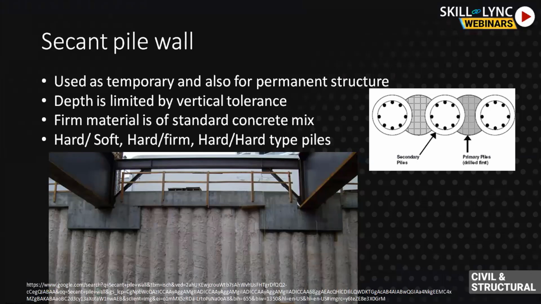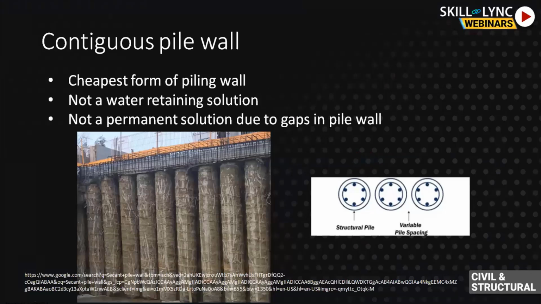And even for this construction, you need support fluids for drilling in silts and sands below the water table. The next embedded retaining wall is a contiguous pile wall. A contiguous pile wall is one of the cheapest and quickest forms of construction, but it is not a water retaining structure. It is not a permanent solution because it is generally used as a temporary structure.